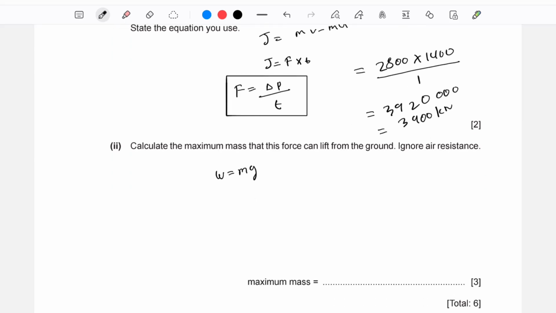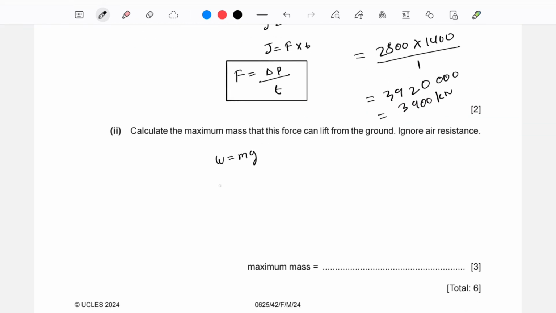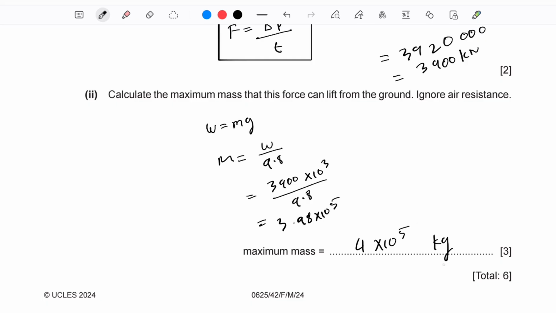We can use that to calculate the mass in the next part. So we know that the weight is 3,900 kilonewtons, and we can use that to work out the mass. So mass is equal to the weight, that's the force, divided by the acceleration of free fall, that is 9.8, and that would give you 3.98 times 10 to the power 5. That's 4 times 10 to the power 5 kilograms.